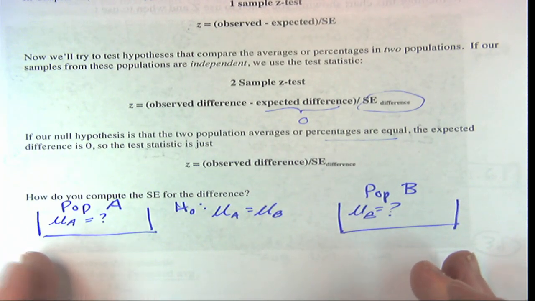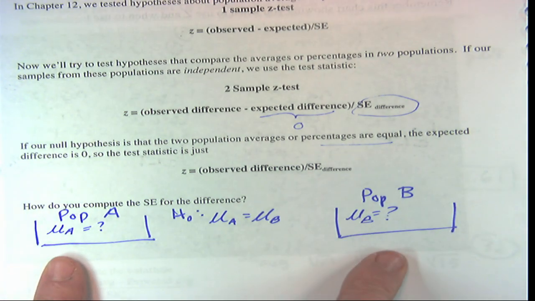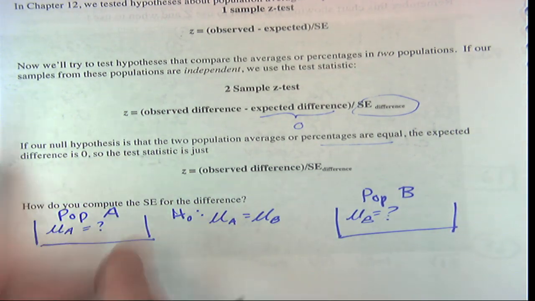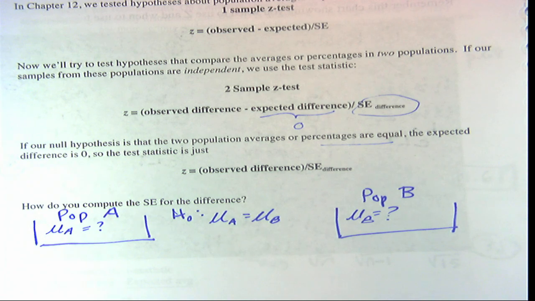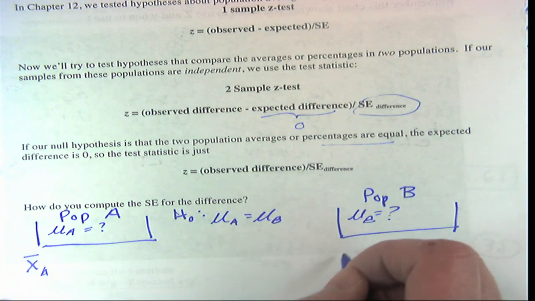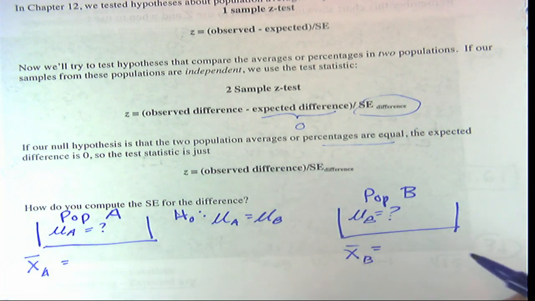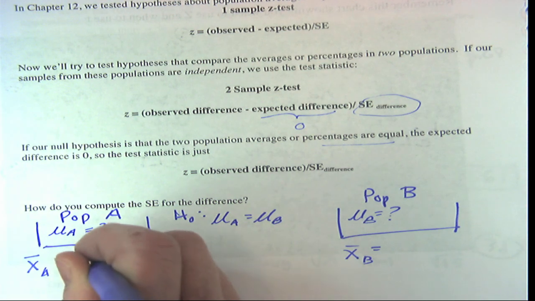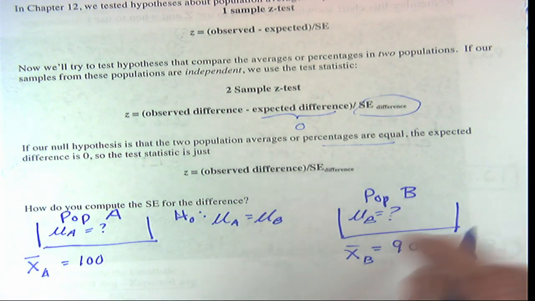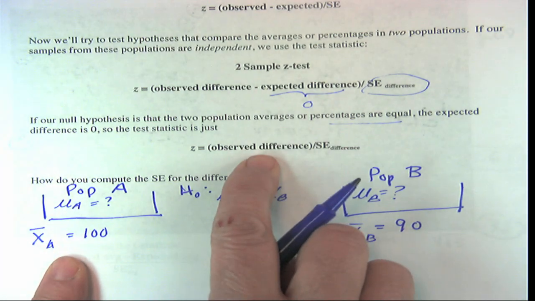So let's just do a simple example. Suppose you drew a certain amount of people from each population, and you get a sample average for both of them. And I'm just making this up. Let's say this was 100 and this is 90. So you see this difference, that's the observed difference right here.